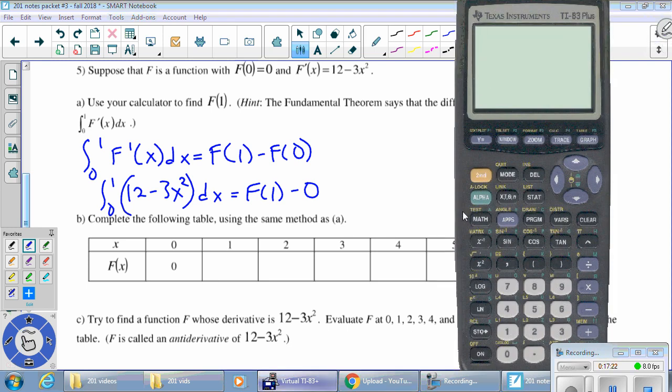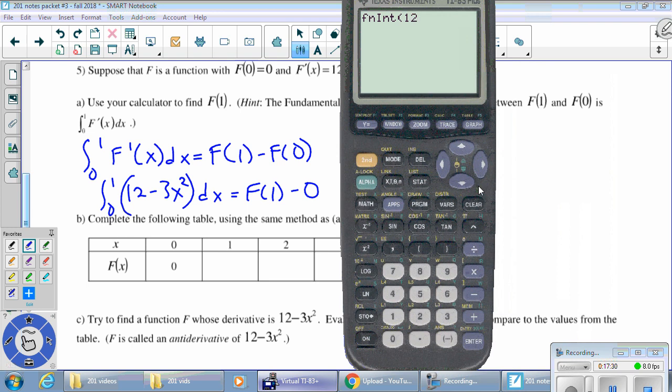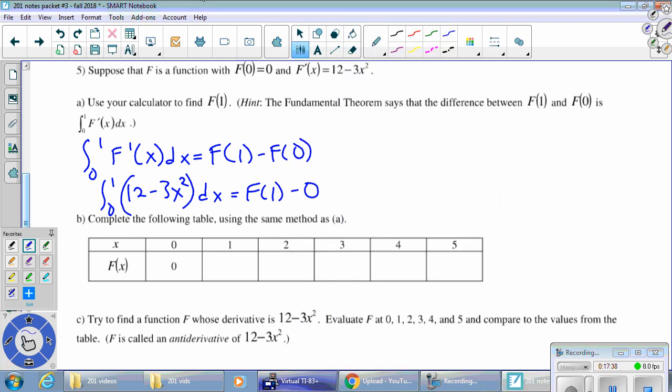Okay, so we're going math. Nope, math 9. All right, and the function is 12 minus 3x squared, comma, x, comma, 0, comma 1. So that's an 11 on the left-hand side there. 11 equals f of 1 minus nothing, therefore f of 1 is 11.